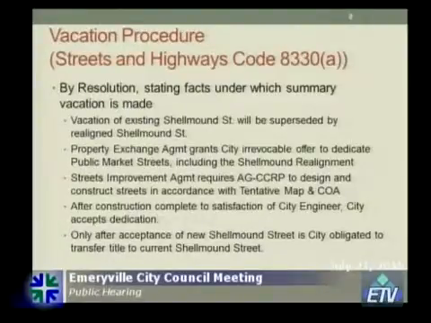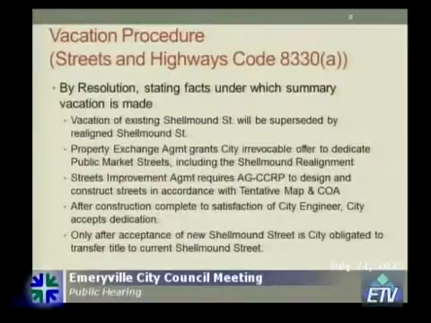In terms of the vacation procedure, the Streets and Highways Code provides that the City Council adopt a resolution stating facts under which the summary vacation is made. Those facts are listed here in the bullet points and are in your staff report as well. Namely, that the vacation would be superseded by a realigned Shellmound Street. The exchange agreement would grant the city an irrevocable offer to dedicate, including the Shellmound realignment. The Streets Improvement Agreement would require City Center to design and construct the streets in accordance with the tentative map and the conditions of approval.